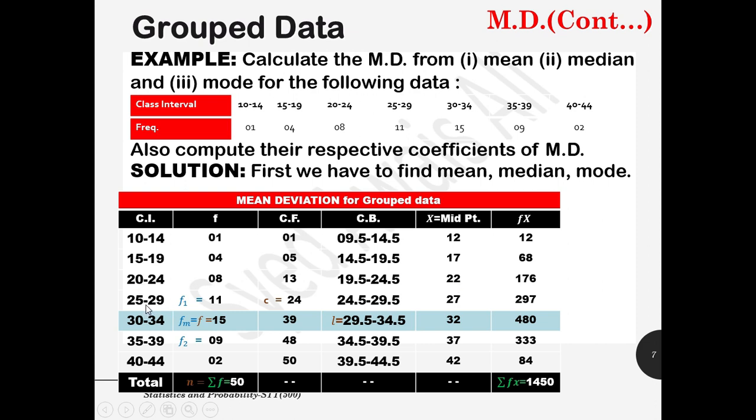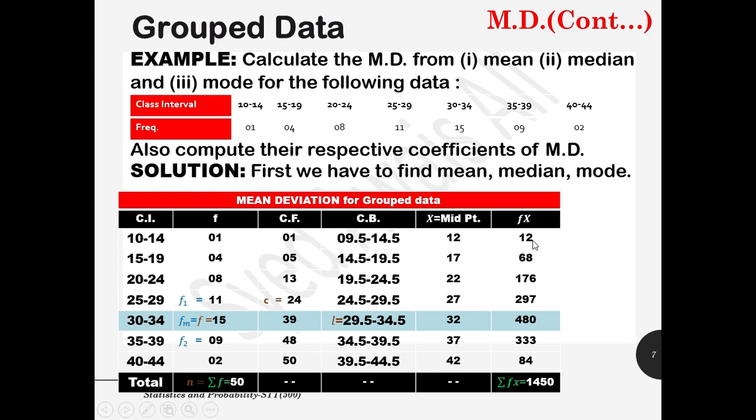Then we have 25 plus 29 divided by 2 is equal to 27. Then we have 30 plus 34 divided by 2 is equal to 32. Then we have 35 plus 39 divided by 2 will be 37. 40 plus 44 divided by 2 will be 42. Then we have to multiply x with f.